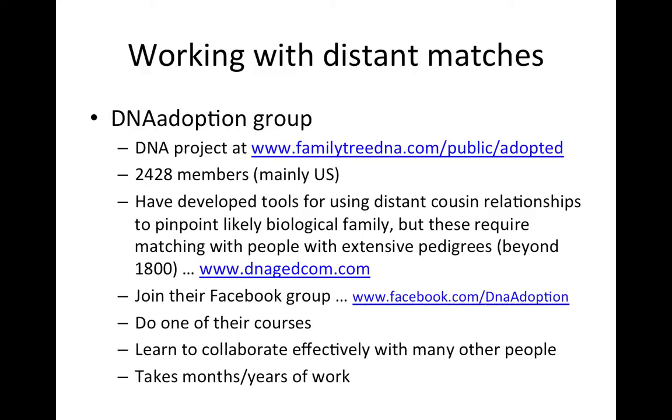They also have a Facebook group, and they also run courses. This type of work takes months and can take years, but more and more I am seeing people writing in saying that the methodology has worked for them, and every week there's at least one message where somebody announces, "I have found my birth family."